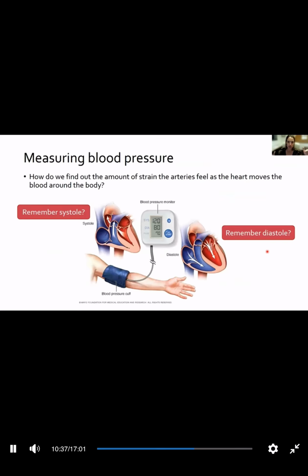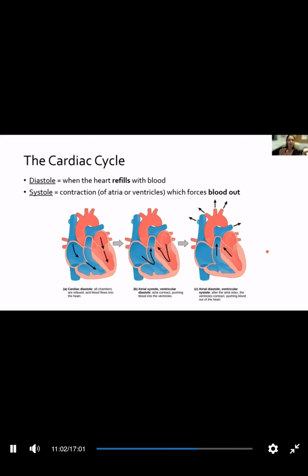So how do we measure blood pressure? I'm sure you have gone to your general practitioner, you've sat in that doctor's office, and you've had your blood pressure taken. You've probably heard the terms systolic and diastolic blood pressure. Do you remember from the cardiac lectures, systole and diastole? That's where these terms come from. So we can measure the pressure on the arteries during diastole and during systole. So during diastole, when the heart is refilling with blood, and during systole, when the blood is forced out of the heart.